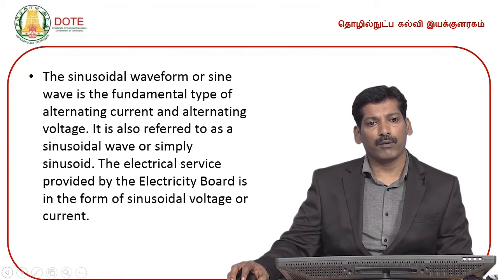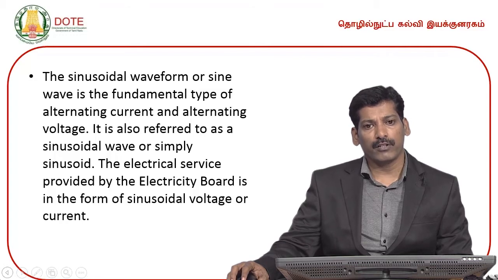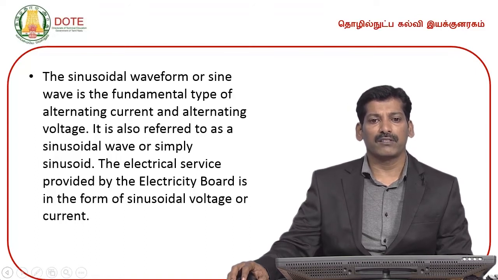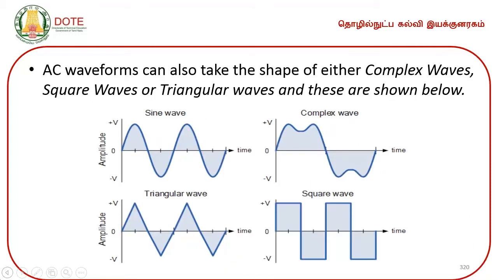The sinusoidal waveform or sine wave is a fundamental type of alternating current and alternating voltage. It is also referred to as a sinusoidal wave or simply a sinusoid. The electrical service provided by the electricity board is in the form of a sinusoidal voltage or current. So, these are the typical diagrams of sinusoidal signals. This is called a sine wave, this is a complex wave, this is a triangular wave and this is the square wave which alternates both in positive and negative half cycles.